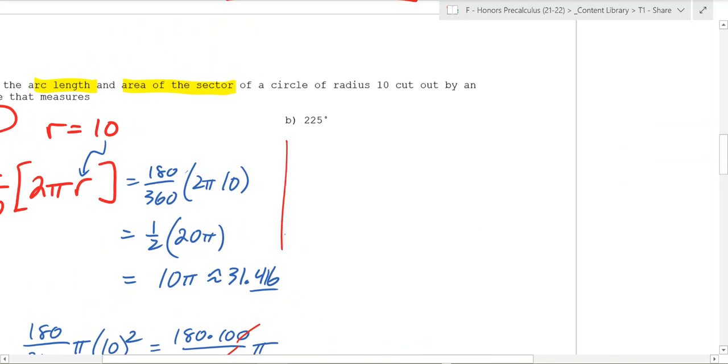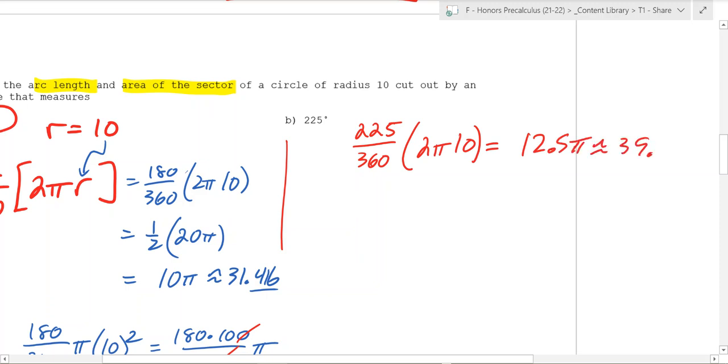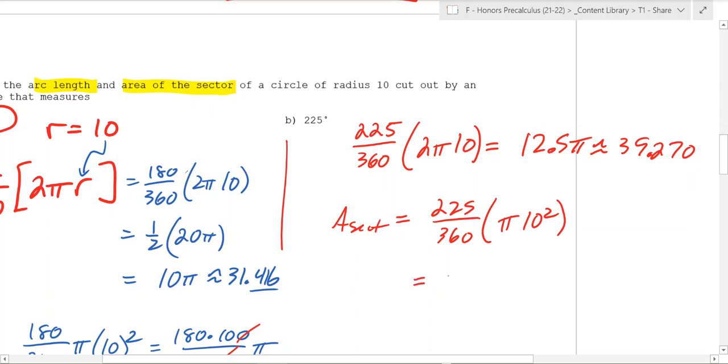So again, over here, if you want the arc length of 225 degrees, it's going to be 225 over 360 times 2 pi times the radius. And if you do this out, you end up with 12.5 pi, which is about 39.270. But if you want the area of the sector, the area of the pie wedge, that's going to be 225 over 360 times pi r squared. That equals, if you do it out, 62.5 pi, which is about 196.350. Again, it's not exact, but I love 3 decimal places.